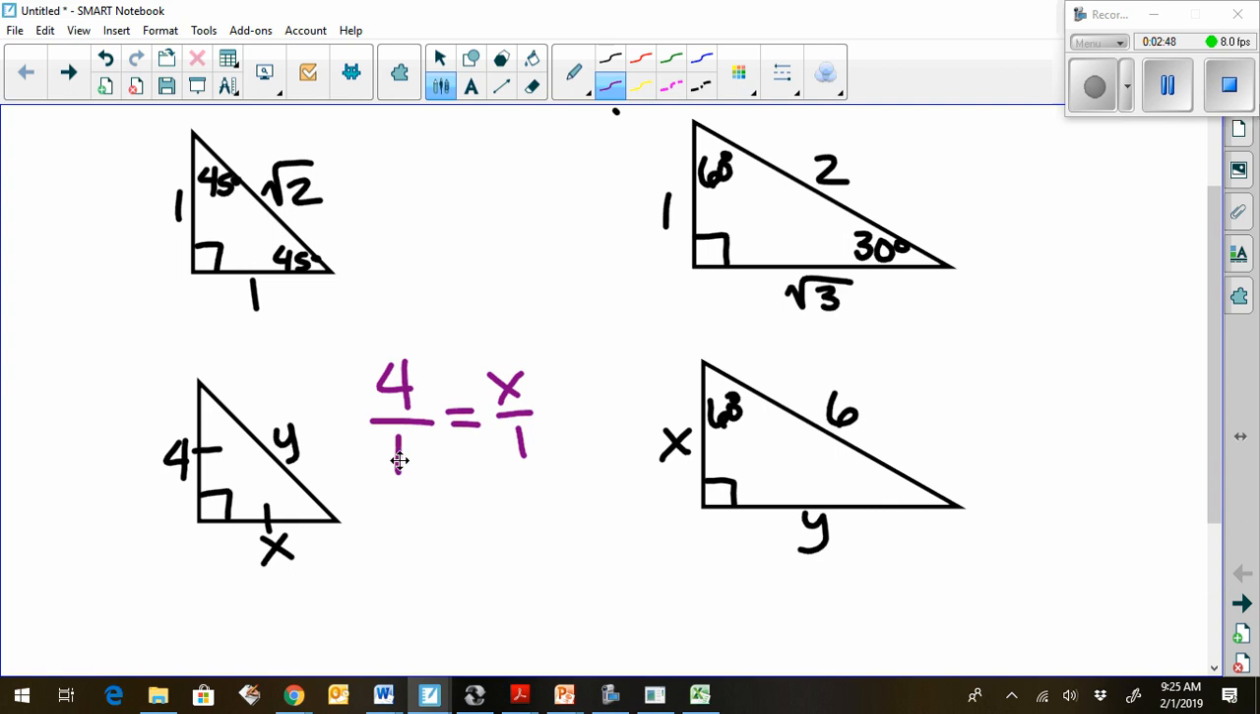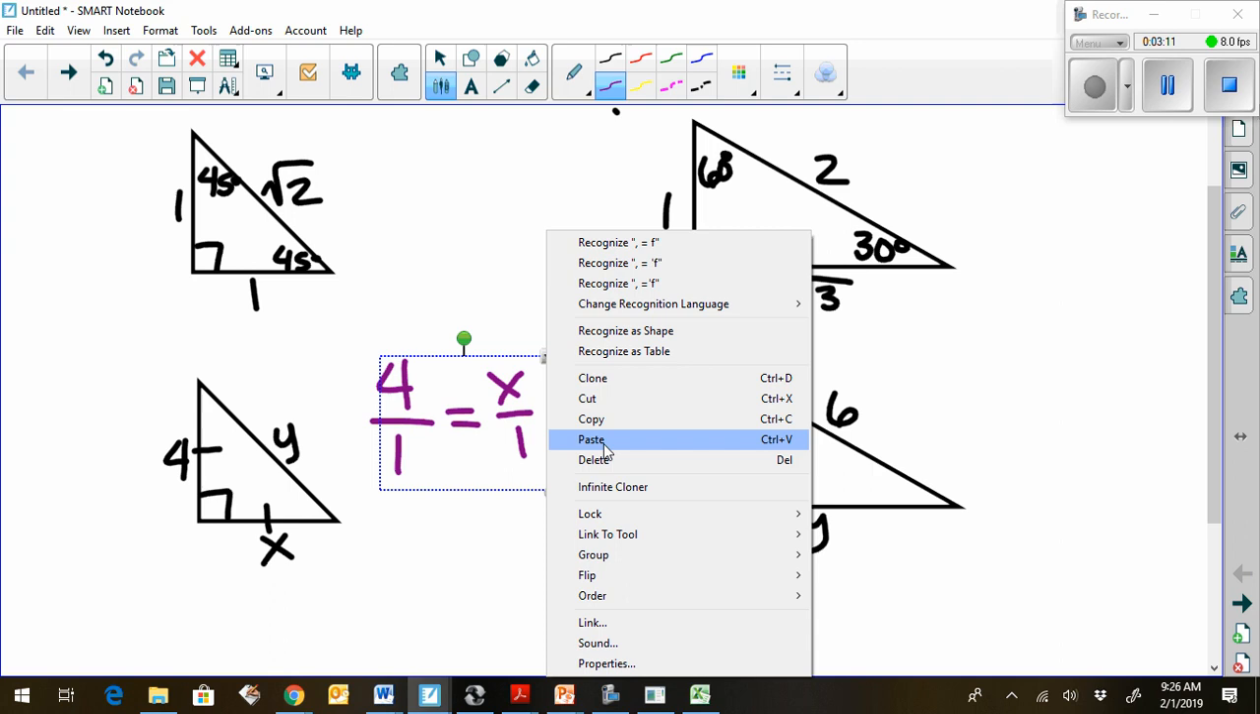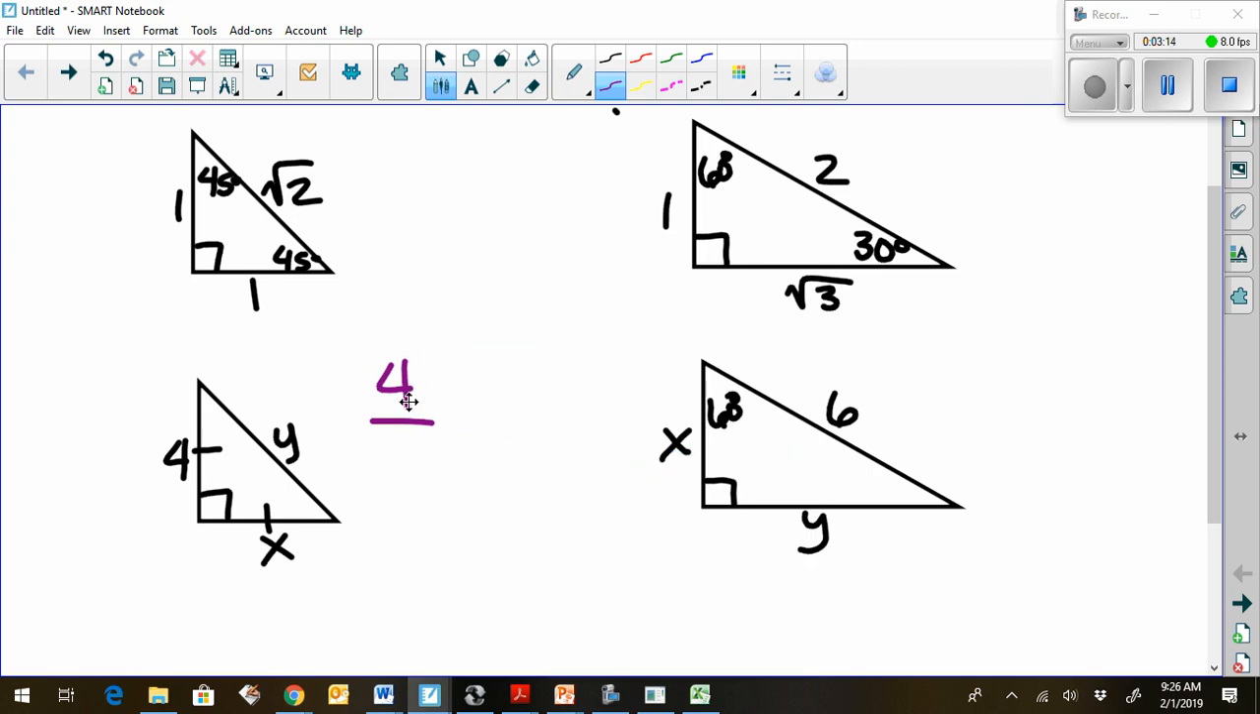Now, if I cross multiply here, we know that x is just going to equal 4. So for that one, it's not necessary that we set up this question and solve for x in this way, but you can set it up this way to solve for everything. We could also then set up a proportion to solve for y. As soon as I figure out how to delete this. There we go.